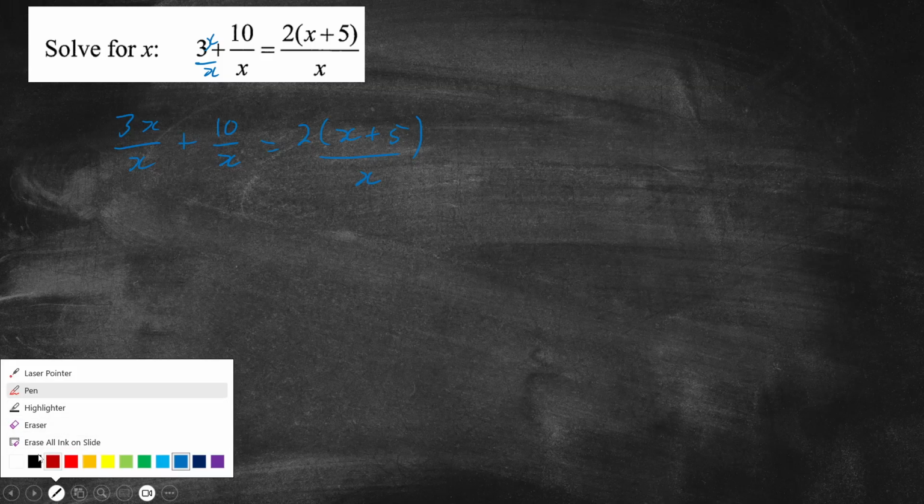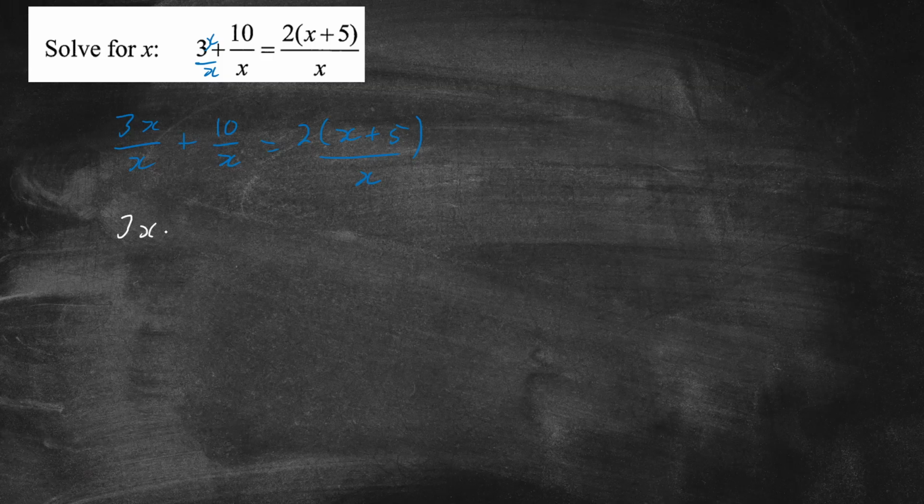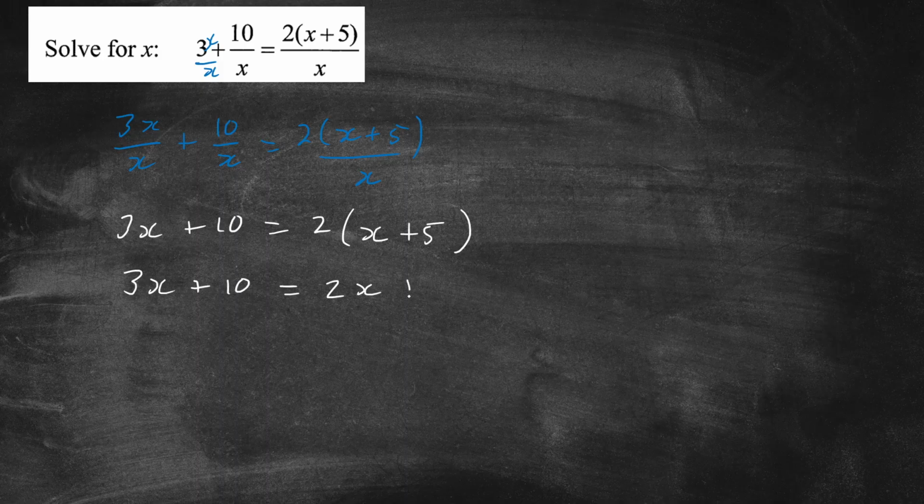So if we drop those, we'll have 3x plus 10 equals 2x plus 5, and then we multiply out the bracket. So 3x plus 10 equals 2x plus 10. We're still on the right track here. Now let's bring this over. 3x minus 2x equals 10 minus 10, and x equals 0. Okay, so our final answer is x equals 0, but we just have to check.